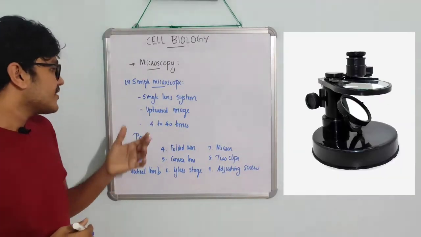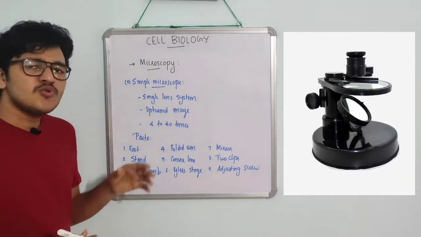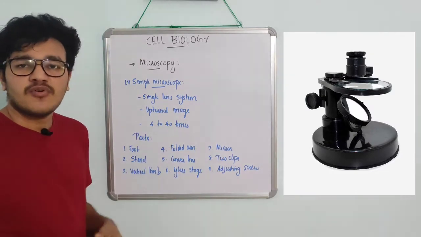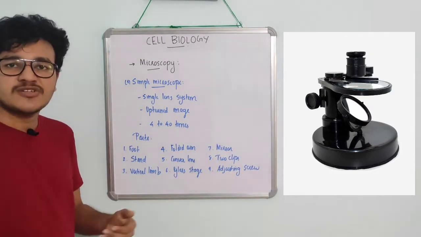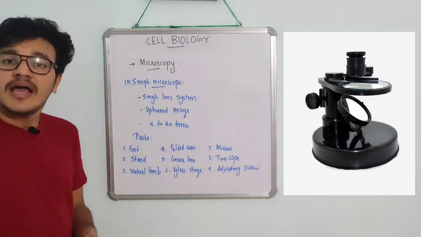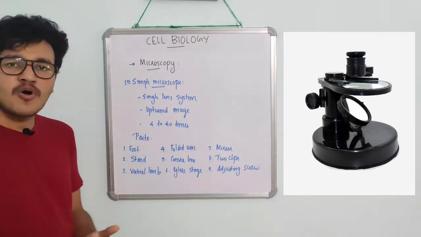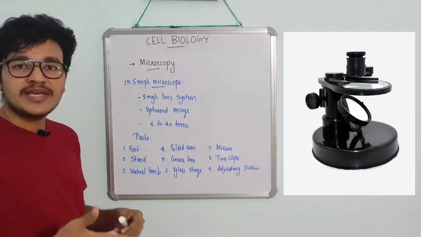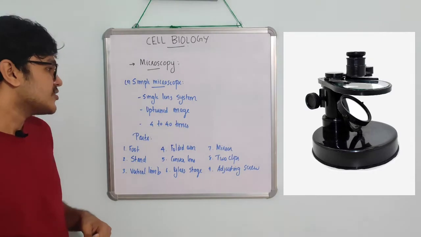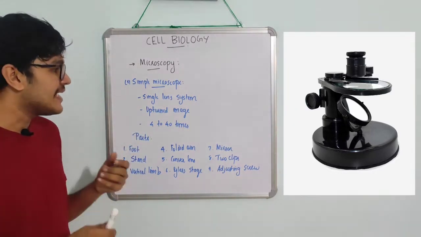Now the first one, that is the simple microscope. It is usually used for dissection, for seeing the LS of a flower, or dissection of an organism in zoology. So in botany it is usually used for seeing the LS of a flower in taxonomy. That is the main use. It has a single lens system.